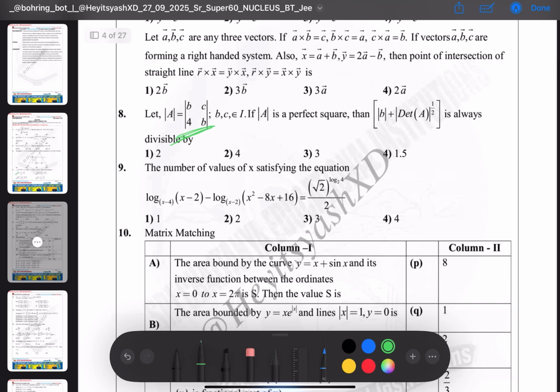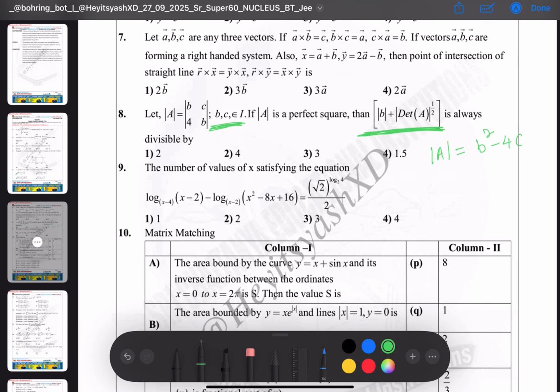A is given. If det A is a perfect square, then what is the value of this? It is always divisible by. B, C are integers and det A is a perfect square. Okay, fine, let us try to solve this. What is det A? Det A is b square minus 4c. So b, c are integers, that is what is given. They are asking what this will be.